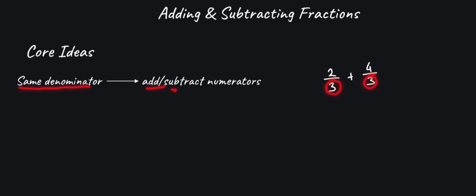This means we can add or subtract the numerators. And in this case, 2 and 4 are numerators. So this would give us 4 plus 2 is 6, so 6 over 3. This is what they mean by same denominators. You can add or subtract the numerators.